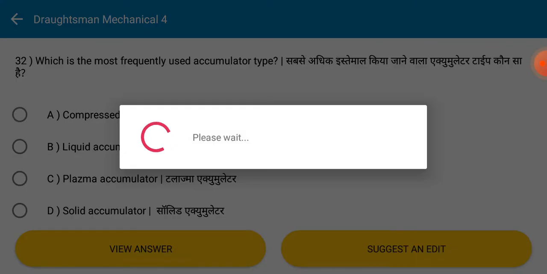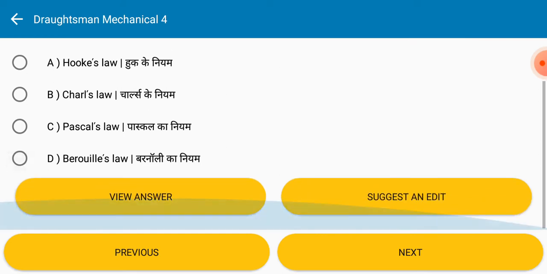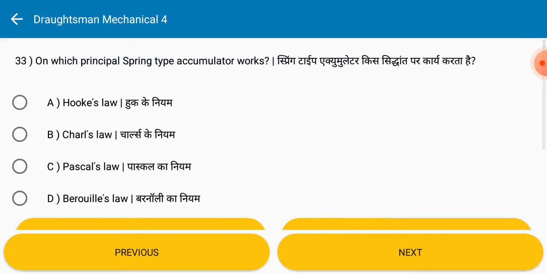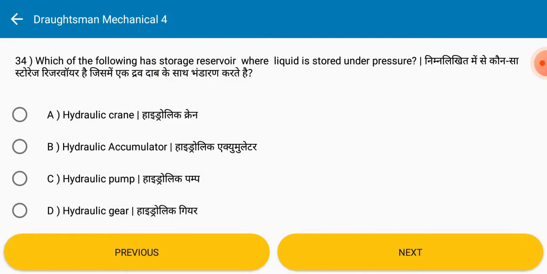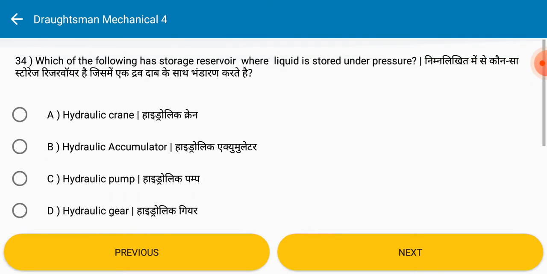Next question. On which principle does the spring type accumulator work? Option number A is the right answer. Hooke's law principle. Next question. Which of the following has a storage reservoir where liquid is stored under pressure? Option number B is the right answer. Hydraulic accumulator.